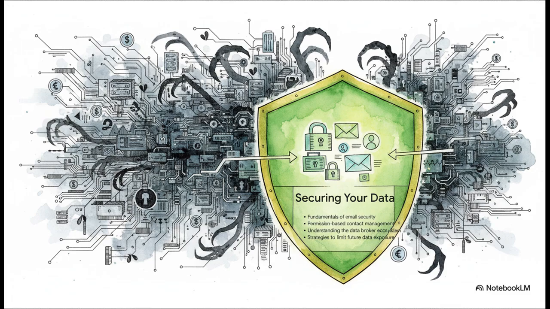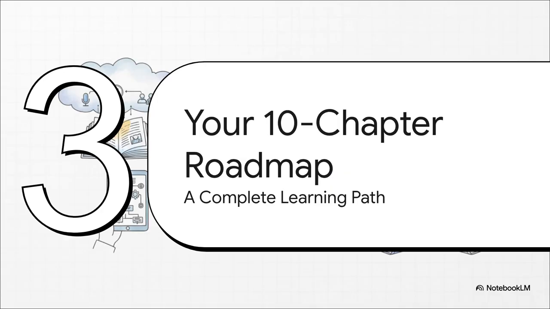And finally, chapters 9 and 10 zoom out to the bigger picture. We'll talk about securing your everyday communications like email, and then we'll tackle the much larger data economy. You'll get an understanding of the whole data broker ecosystem and, more importantly, get real strategies to defend your community's information from being bought and sold out there. So that's the journey. It's a complete, structured learning path designed to take you from being curious about AI to being truly capable with it.